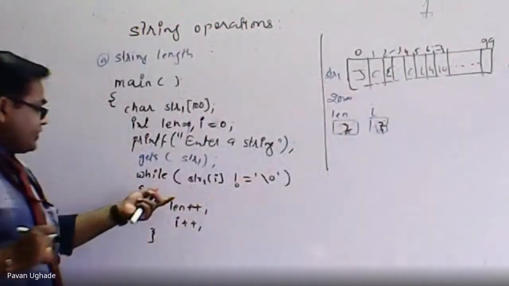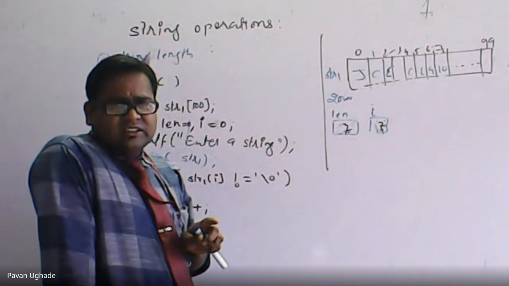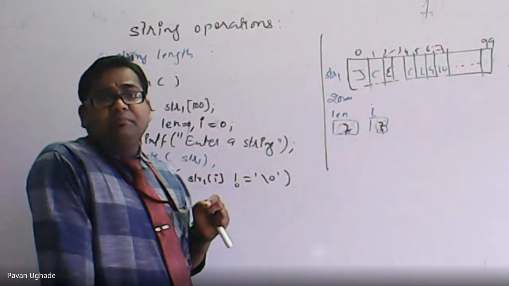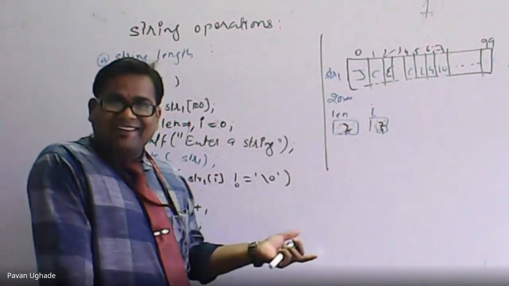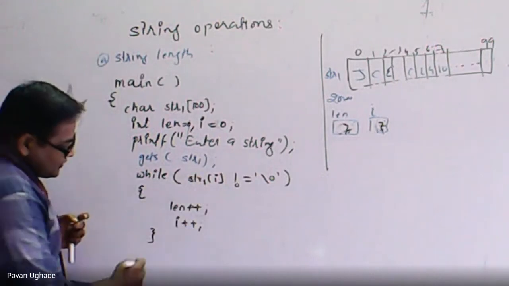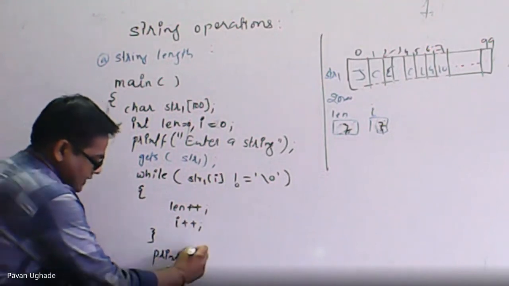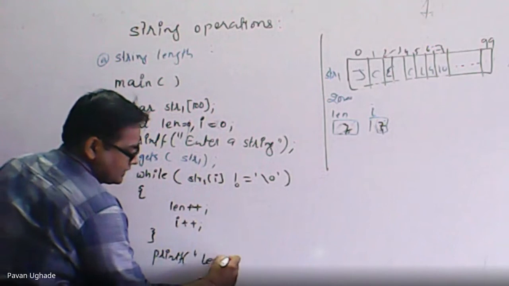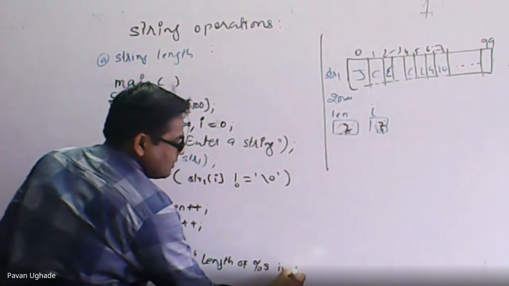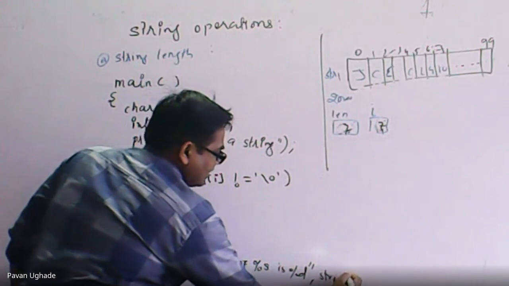Yes. So the condition becomes false, and here I can say I have processed all the characters before the backslash 0. As backslash 0 is found, it means this is the end of the string. So by that time we have read and considered the whole length. Here I will say printf, stating that the length of string %s is %d, where %s is str1 and this is len.